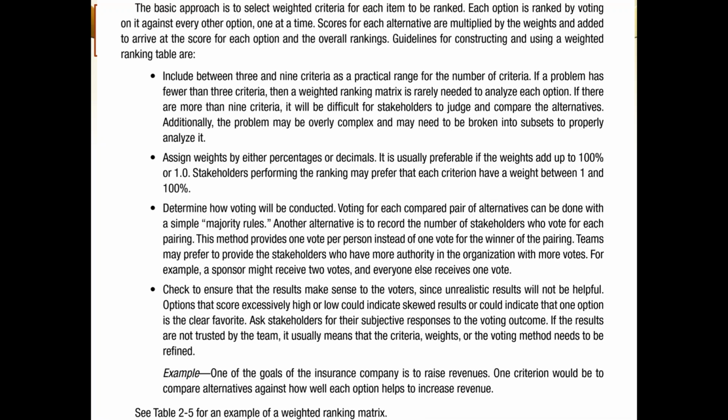Next step, determine how voting will be conducted. How are you going to decide what is the better option? Maybe people who are sitting here who are actually involved in this analysis or in this approach, they would be voting for it. So what would be the method of voting? There are many methods of voting. One of those methods is a simple majority rule.